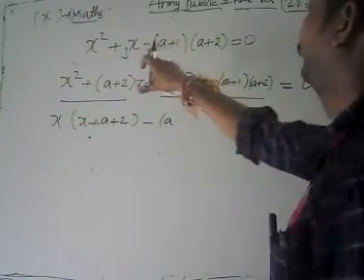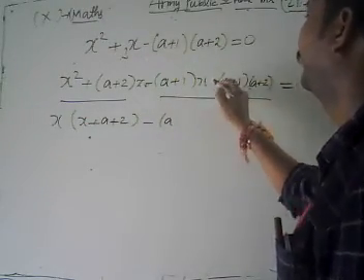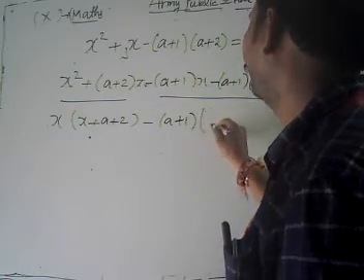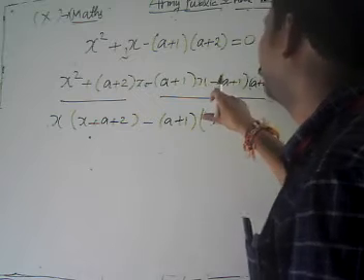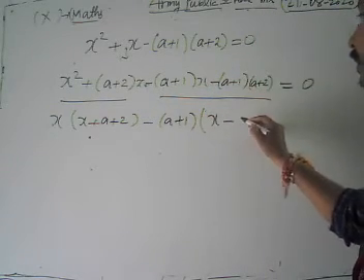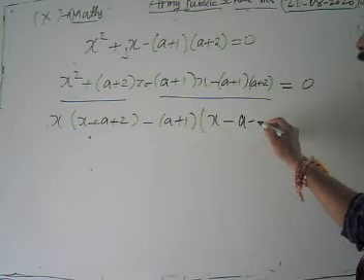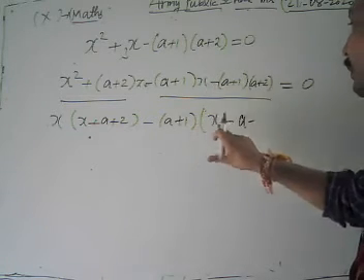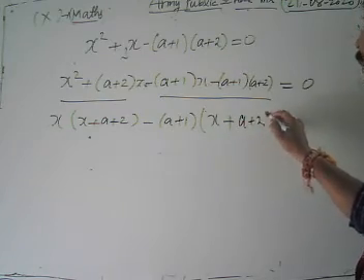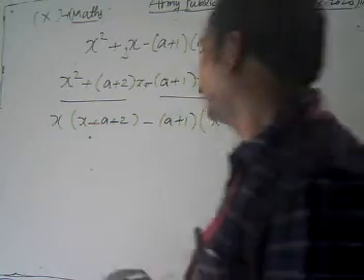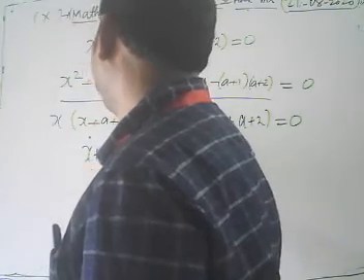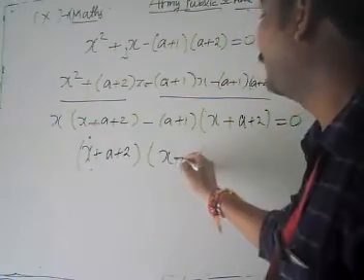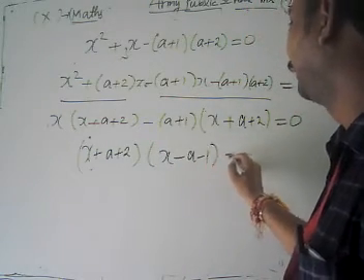Sorry, we have made a wrong sign here. We have a negative sign here, so we take minus (a plus 1) common. Then we have x minus, and the bracket is a plus 2. So taking common minus, then it's x plus a plus 2 equal to 0. Now take common x plus a plus 2. Then the next factor is x minus a minus 1 equal to 0.